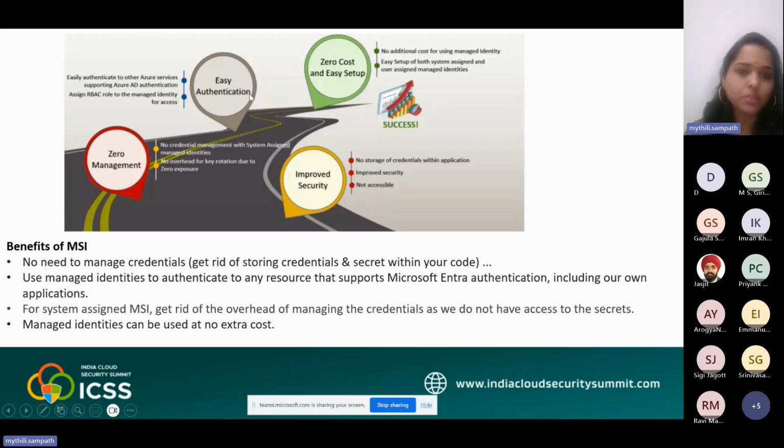It's very easy authentication because all the resources in Azure are easily identified. They are already in Azure AD, all your resources and applications, so authentication happens seamlessly, and you can assign an RBAC role to the managed identity.